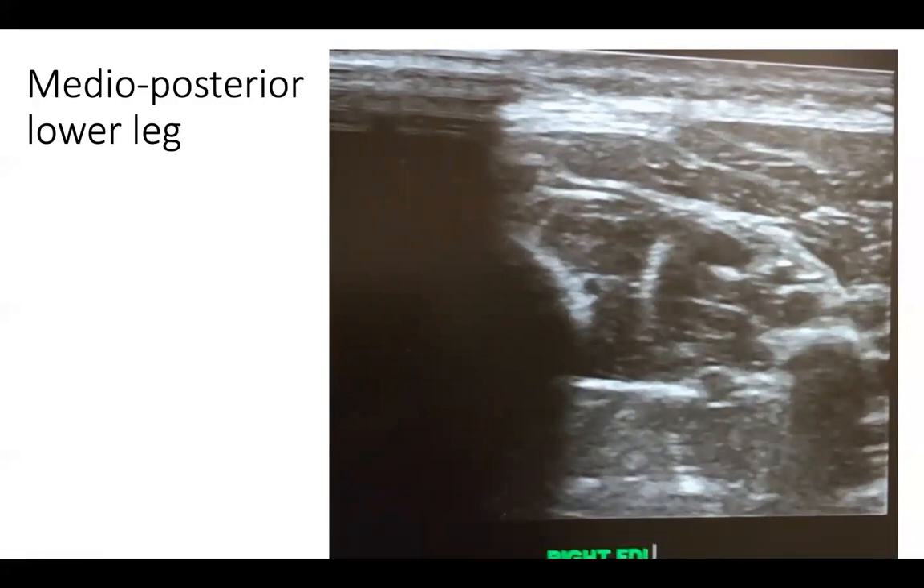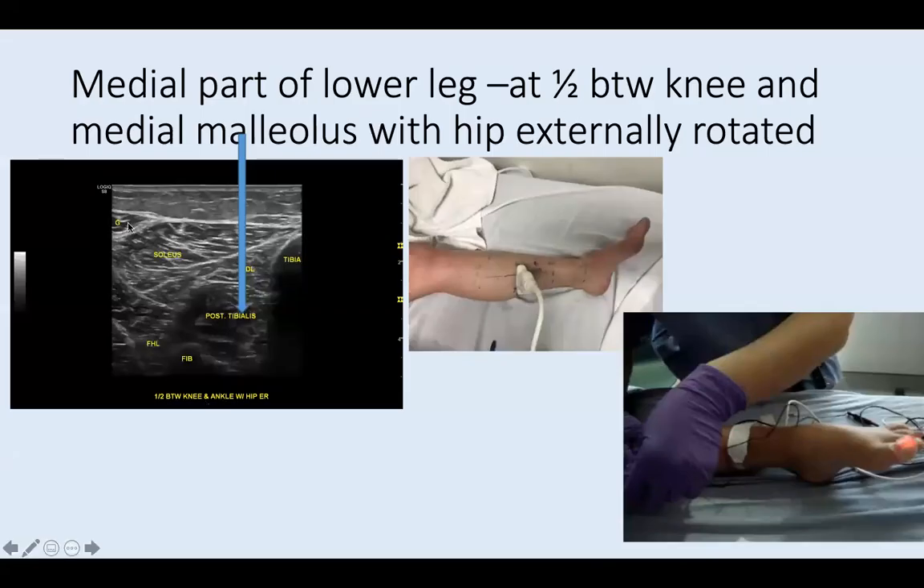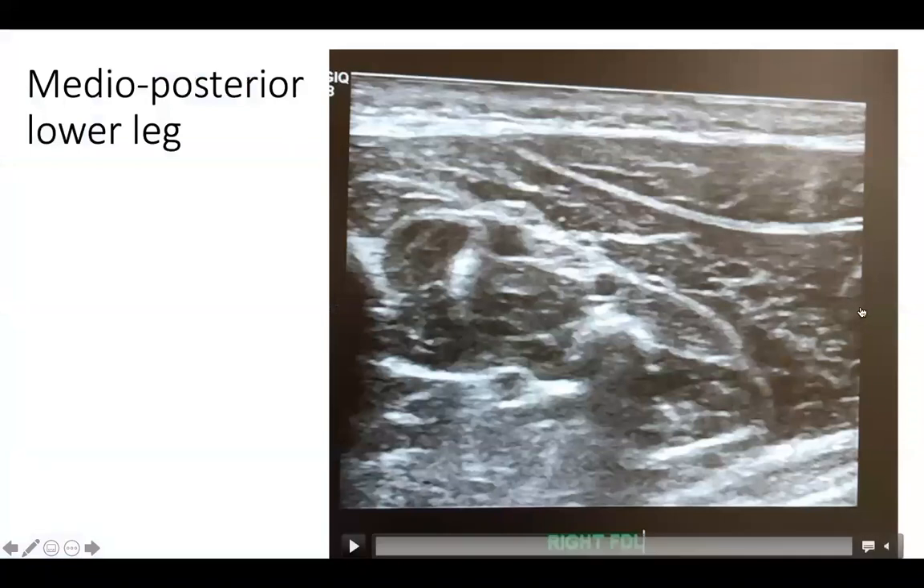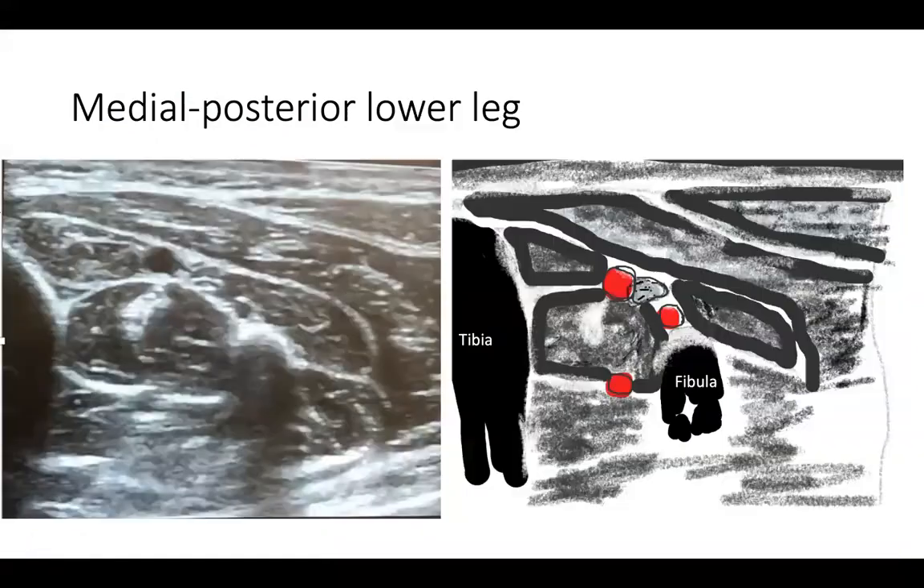Medio-posterior lower limb. This is only possible in a very thin leg or a child's leg. In an adult leg, we can only see this type of picture when we approach medially, but the child's leg is so thin that you are able to see all these different muscles underneath one probe.